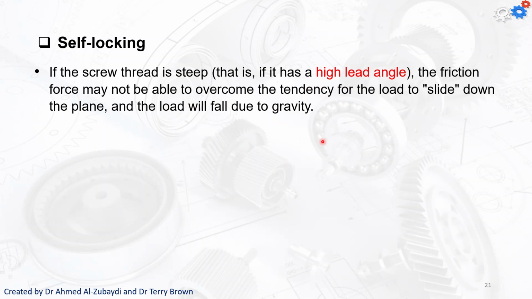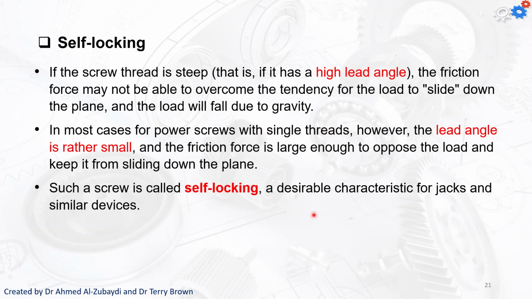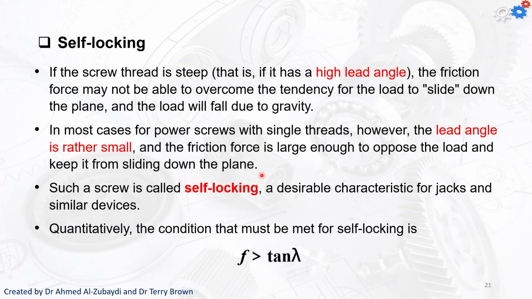So we need to design against that. As I showed in the picture, the lead angle is rather small, so if you keep that low, you're more likely to have self-locking. Obviously, you need to do the calculations to make sure. So the coefficient of friction must be greater than or equal to the tan of the lead angle.